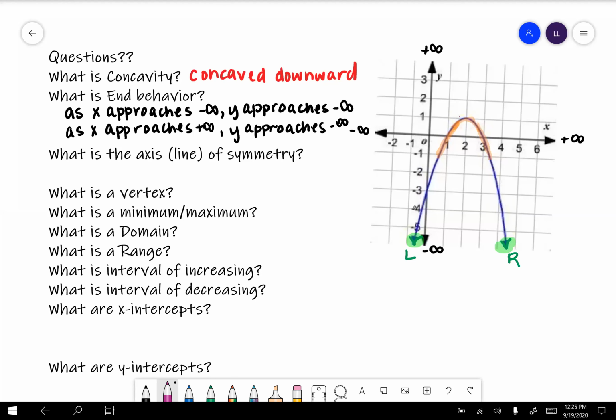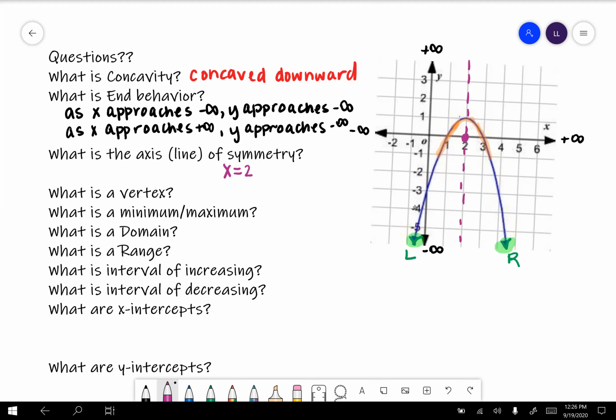Let's take a look at another example. So our axis of symmetry, again, is in the middle, and it is determined by where the line crosses the x-axis. So on this graph, our line crosses the x-axis at x equals 2. Therefore, the equation of our axis of symmetry is x equals 2.